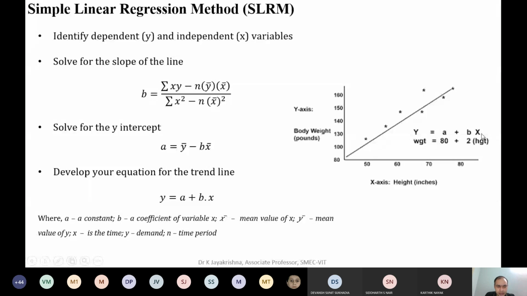Okay, here x is the time, y is the demand, a is a constant and b is the coefficient of x. x bar is the mean value of x and y bar is the mean value of y. So this is how we are going to do the problem. You can note down these three formulas: b equal to summation of xy minus n into y bar into x bar divided by summation of x square minus n into x bar square, a equal to y bar minus b x bar, and y equal to a plus b into x. Please note down these formulas so that we can proceed to the problem.